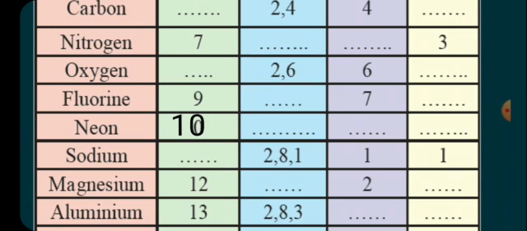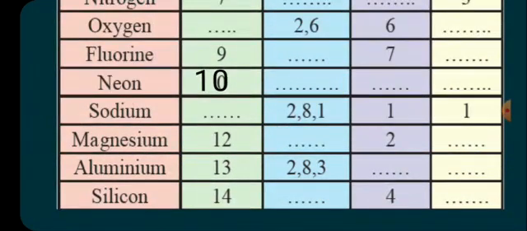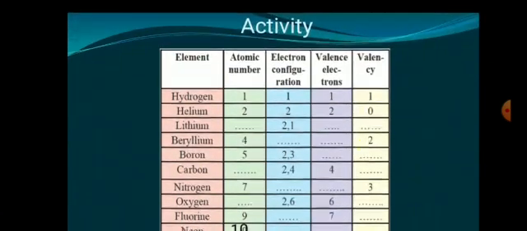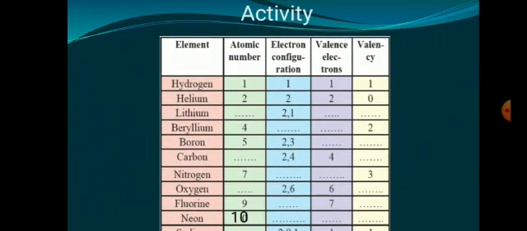Aluminium 13, electronic configuration 2, 8, 3, number of valence electrons are 3 and 3 is the valency of aluminium. Silicon has atomic number 14, electronic configuration 2, 8, 4, number of valence electrons are 4 and valency will be 4. So here we have discussed various elements, their atomic number, electronic configuration, number of valence electron and their valency. Next slide will give you the answers of this activity.